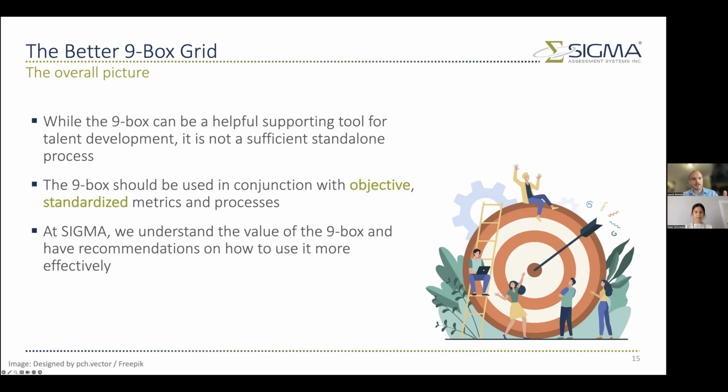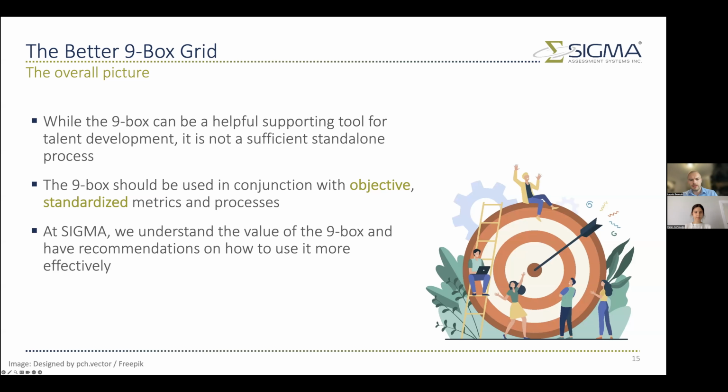So from what we have discussed so far, you can see that even though the 9-box can be a helpful supporting tool, it is not likely a sufficient standalone process. So the 9-box should be used in conjunction with objective, standardized metrics and procedures. While we understand the value of the 9-box, we also have recommendations on how to use it more effectively. After all, it is a tool that's used for pretty consequential HR decisions and therefore should be approached with quite a great deal of care.